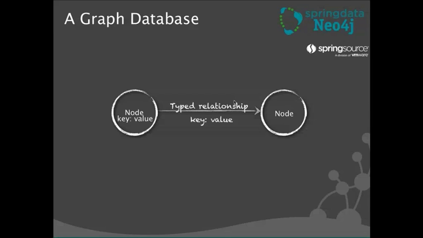And then we have, both on nodes and on relationships, arbitrary key-value properties. So I can put as many key-value attributes on a node and on a relationship and on the other node, depending on my domain model and the actual data I want to represent.